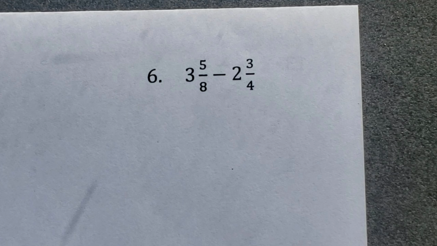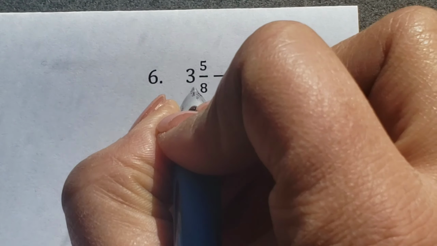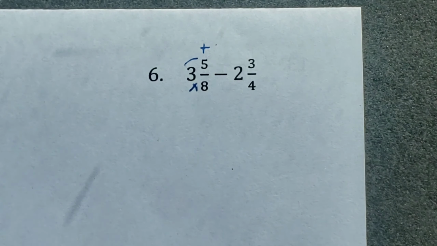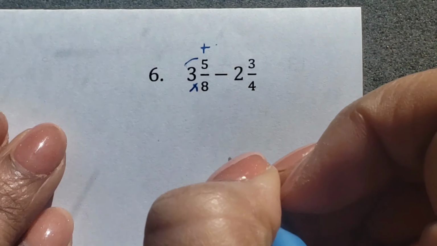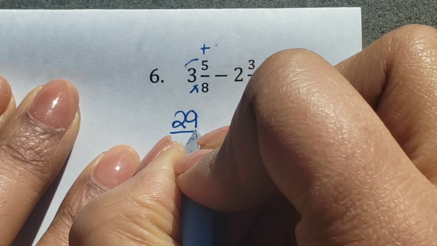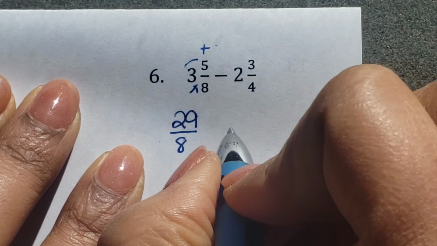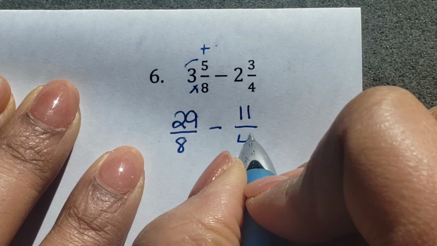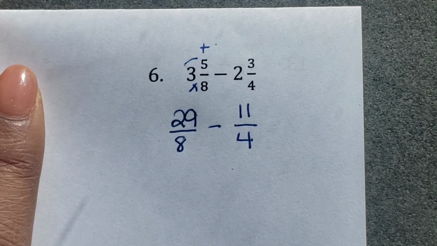Let's look at number 6. So the first thing that we need to do is change these to an improper fraction. So we need to do 3 times 8 and then add that 5. We're going to be left with 29 over 8. We're keeping that same denominator. Drop down my subtraction symbol, do the same thing on the other side, and I get 11 over 4.